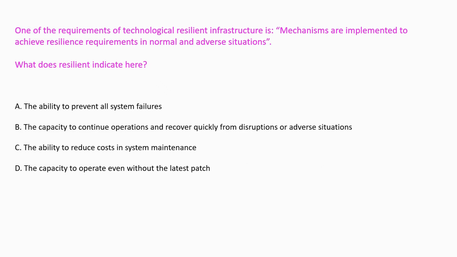Next question. One of the requirements of technology resilient infrastructure is mechanisms are implemented to achieve the resilience requirement in normal and adverse situations. What does resilient indicate here? Correct answer is option B. Capacity to continue operations and recover quickly from disruptions or adverse situations.